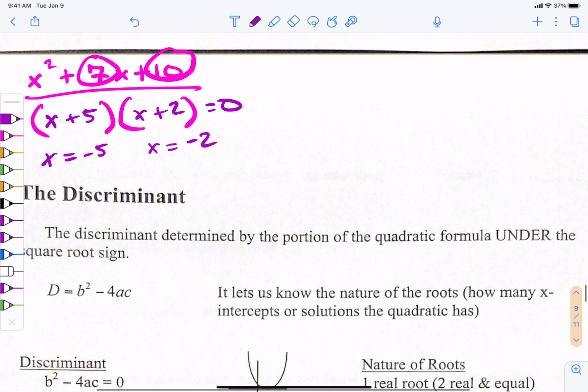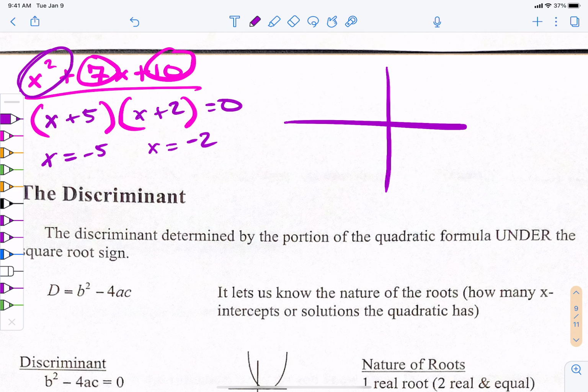And what that tells us is this parabola, because it's an x squared function, a quadratic function, at negative 2 it's going to cross, and at negative 5 it's going to cross, and it looks something like this. That's what your parabola is going to look like, okay? And that's what we're trying to find.